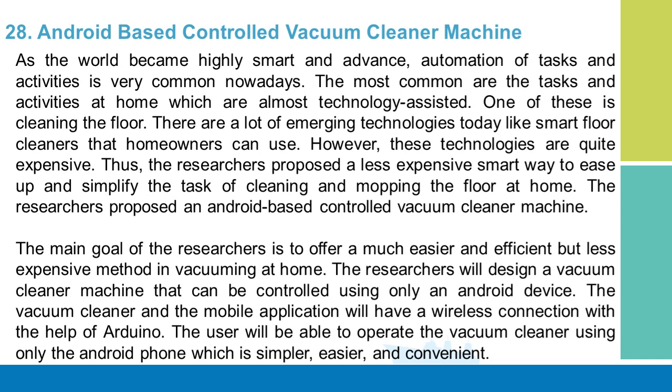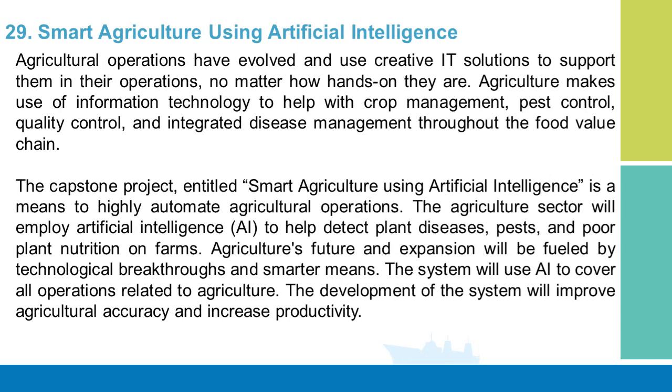The researchers proposed an Android-based controlled vacuum cleaner machine. The main goal of the researchers is to offer a much easier and efficient but less expensive method in vacuuming at home. The researchers will design a vacuum cleaner machine that can be controlled using only an Android device. The vacuum cleaner and the mobile application will have a wireless connection with the help of Arduino. The user will be able to operate the vacuum cleaner using only the Android phone, which is simpler, easier, and convenient.